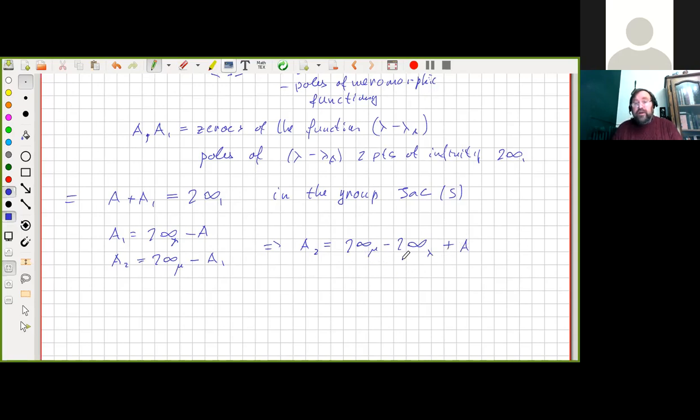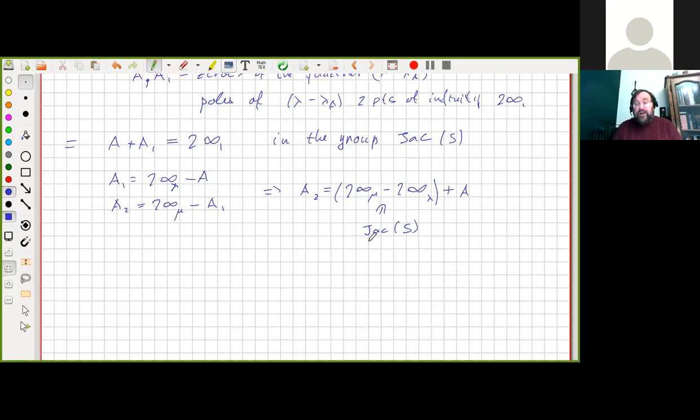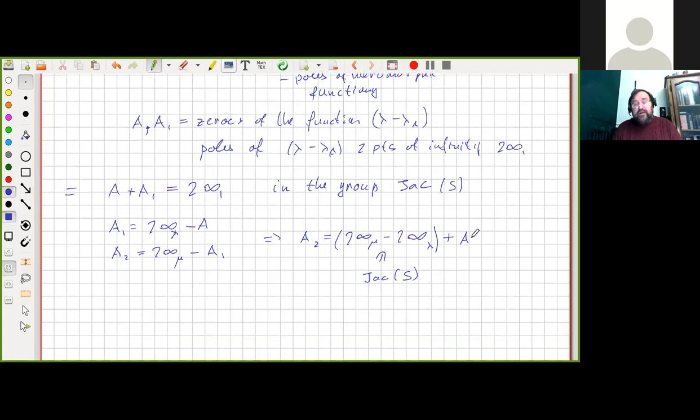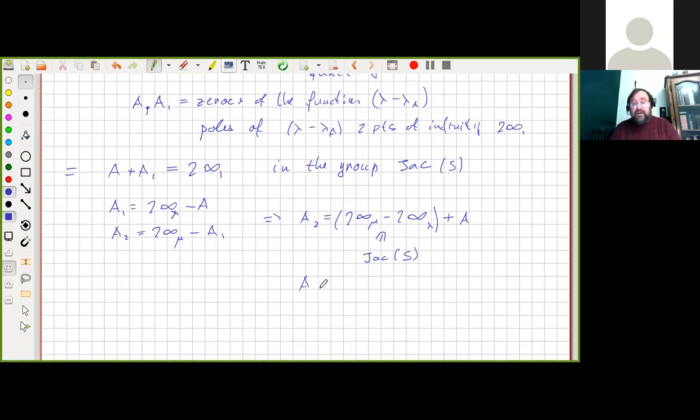And the two-step evolution is just addition of this element, which belongs to the Jacobian of my curve S. And the Jacobian is this group, C quotiented by Z squared. So independent of the starting point A, if this element has finite order, then the trajectory is closed. If this element is of infinite order, then for any A it's never closed. I can write down that A_2N is equal to N times two infinity mu minus two infinity lambda plus A. So this is just the evolution.